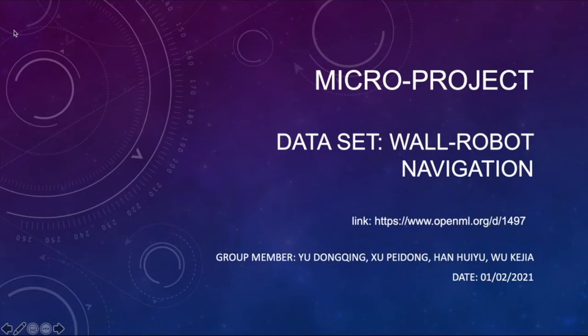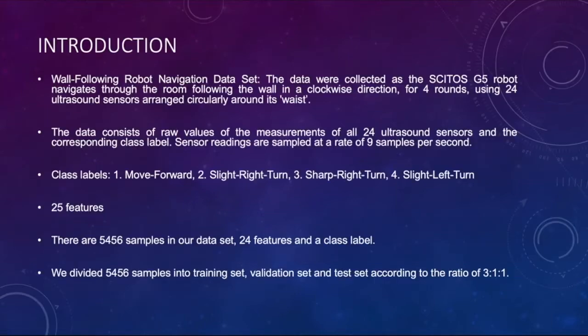Hello. For this micro project, the dataset we chose is Wall Robot Navigation, and the group members are Dongqing, Peidong, Huiyu, Kejia. For this dataset, the data were collected as the CITOS Group 5 robot navigates through the room following the wall in a clockwise direction for 4 rounds using 24 ultrasound sensors.